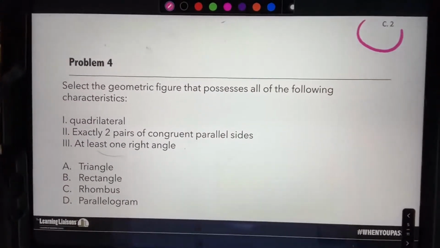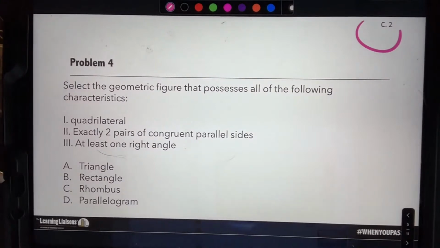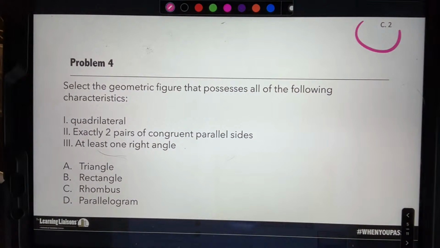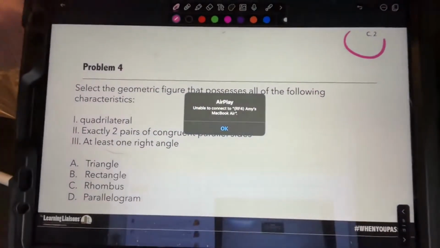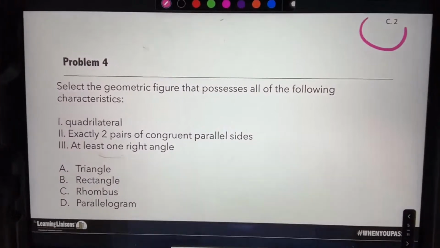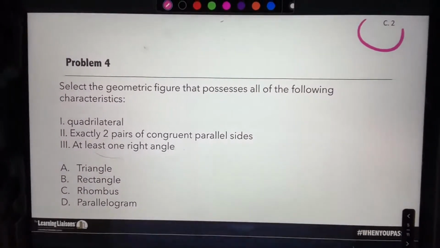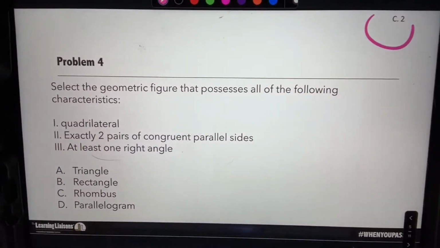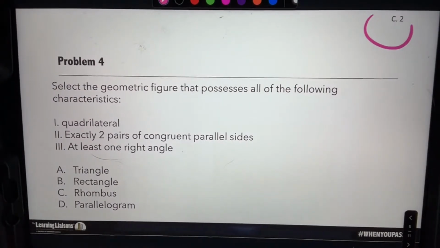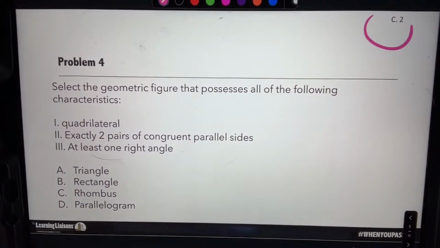Select the geometric figure that possesses all of the following characteristics. 1, quadrilateral. 2, exactly 2 pairs of congruent parallel sides. 3, at least 1 right angle. The answer choices are A, triangle, B, rectangle, C, rhombus, or D, parallelogram.